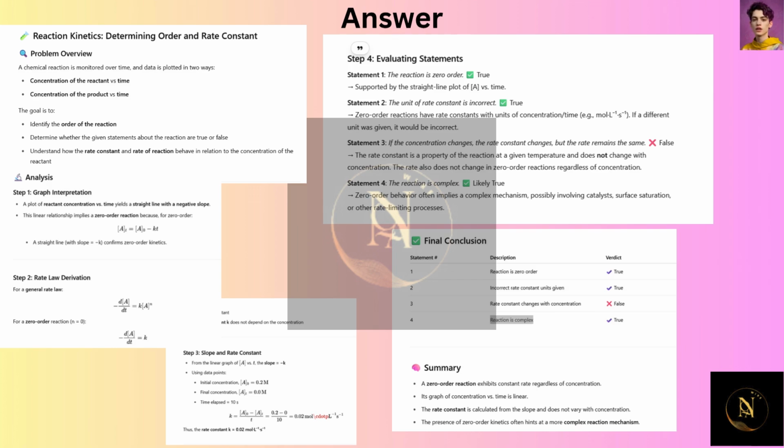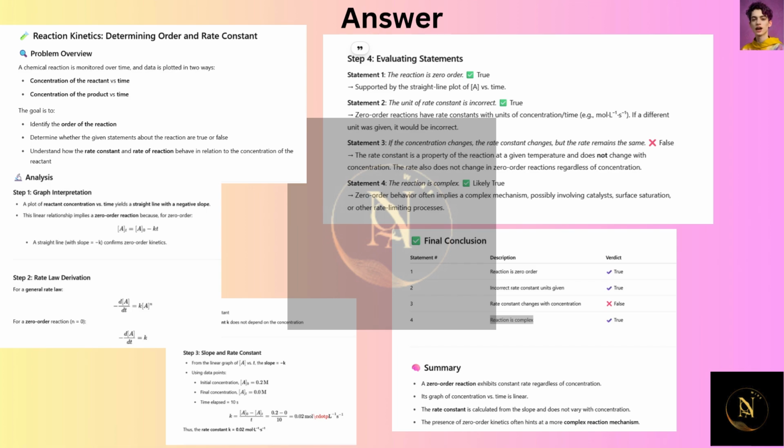Statement 3, if the concentration changes, the rate constant changes, but the rate remains the same. False, the rate constant is a property of the reaction at a given temperature and does not change with concentration. The rate also does not change in zero-order reactions, regardless of concentration. Statement 4, the reaction is complex. Likely true, zero-order behavior often implies a complex mechanism, possibly involving catalysts, surface saturation, or other rate-limiting processes.